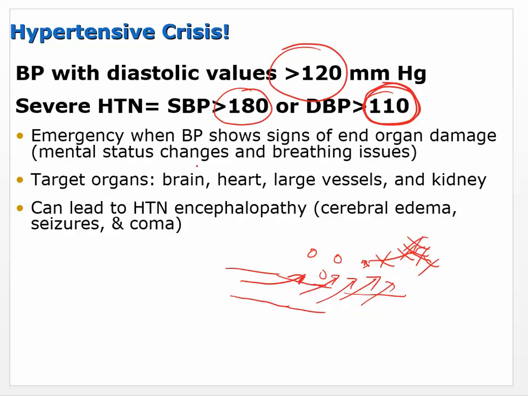So it's an emergency when blood pressure shows signs of end organ damage or mental status changes, maybe breathing issues. So the target organs tend to be where it really causes a problem, obviously in the brain and the heart. Large vessels, kidney, can lead to hypertensive encephalopathy, which is kind of what I was describing here, cerebral edema, and that's where you've got such high blood pressure in the brain that the fluid is moving through, and you actually have swelling, and that can interfere with neuronal function, which can lead to seizures and coma.